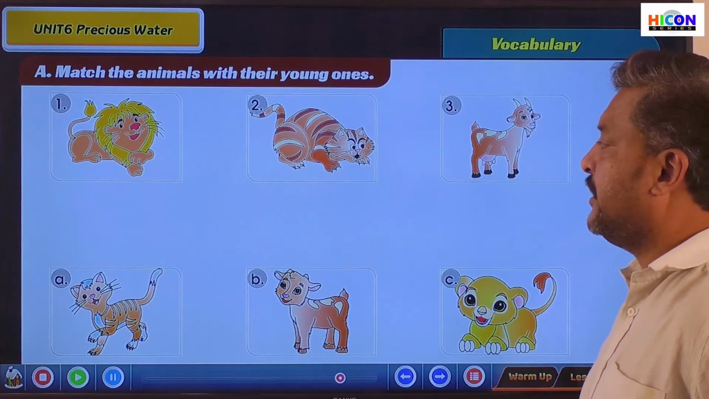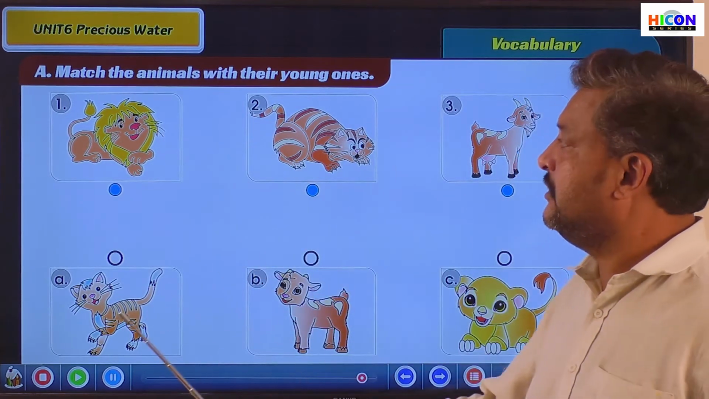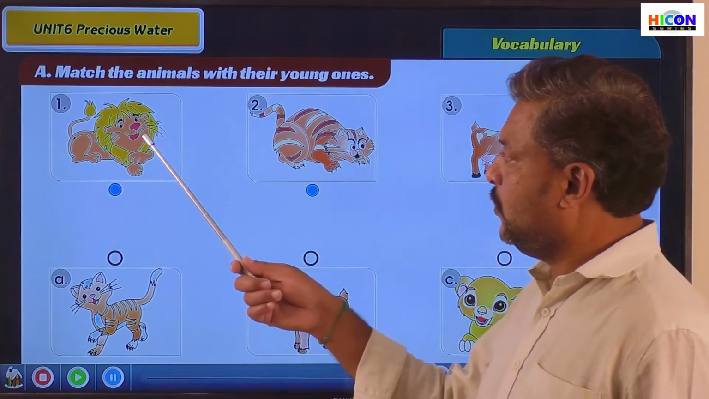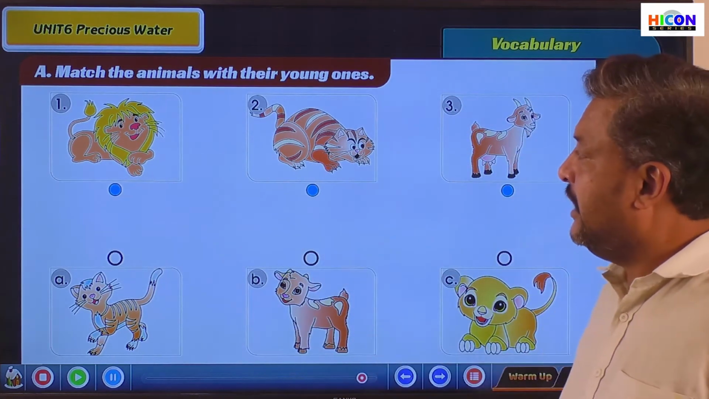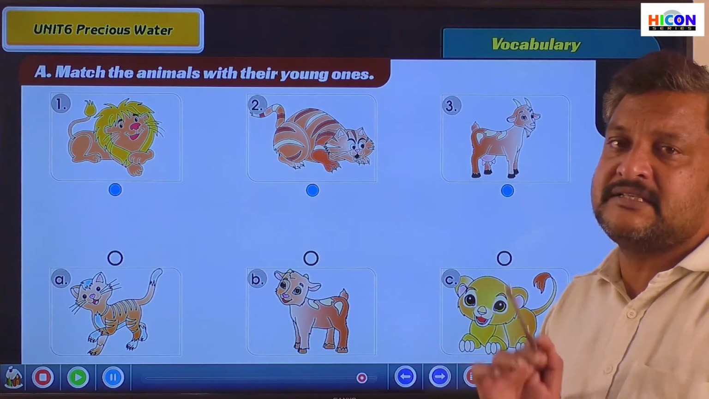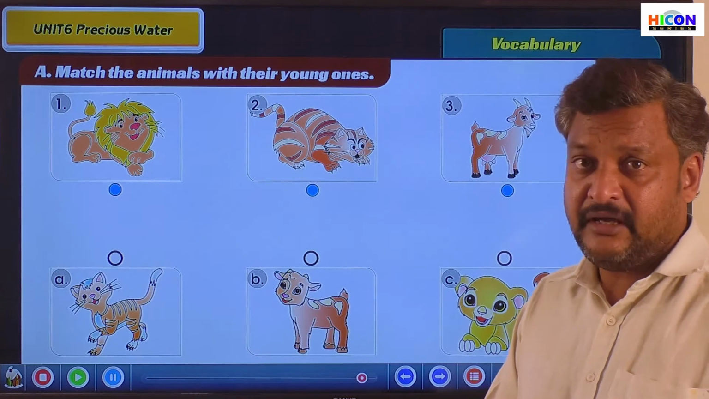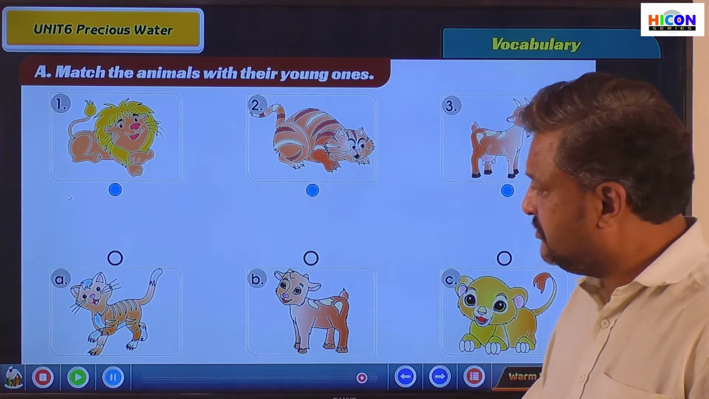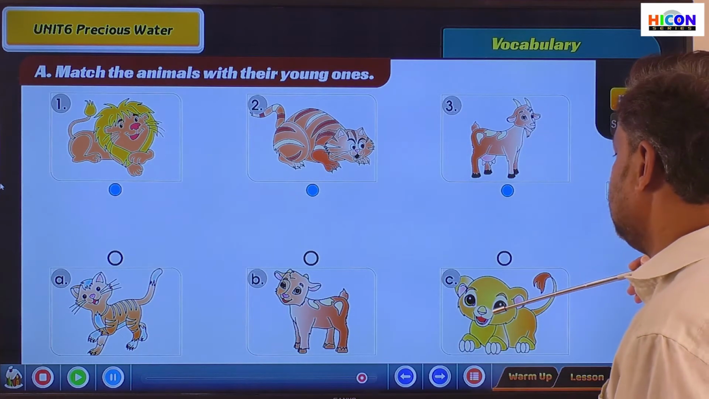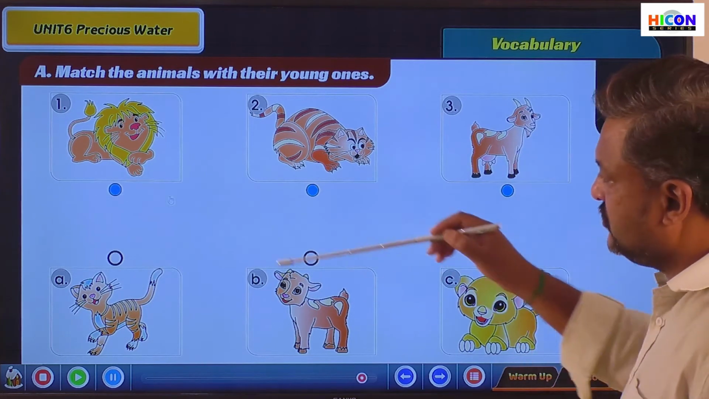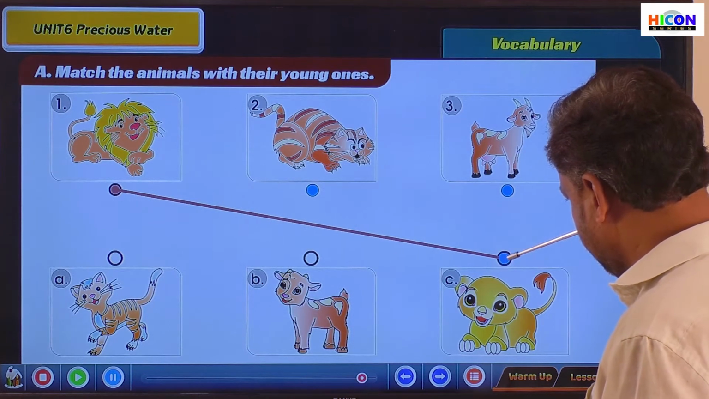Yes. So in the vocabulary part, we have to match the animals with their young ones. So what is this animal? It's a lion, isn't it? Lion. And a baby lion or a young lion is called a cub. What do we call a baby lion? A cub. So where do we have a cub? Is this a cub? No. This also not. This is a cub, isn't it? This is a cub. So what we will do is, yes, we will drag it and match it here.